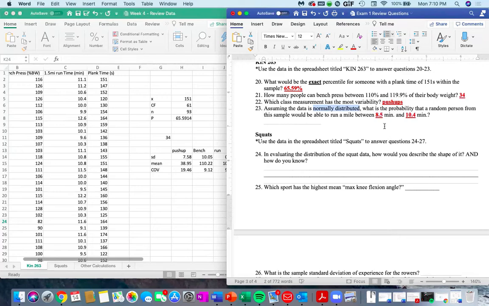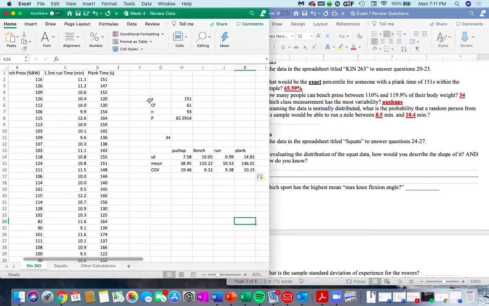So we could use a z-score to figure out what percentage or what probability lands at or below 8.5. We can use a z-score to figure out what probability lands at or below 10.4. And then taking the difference between the two will tell us the percentage that lies between.